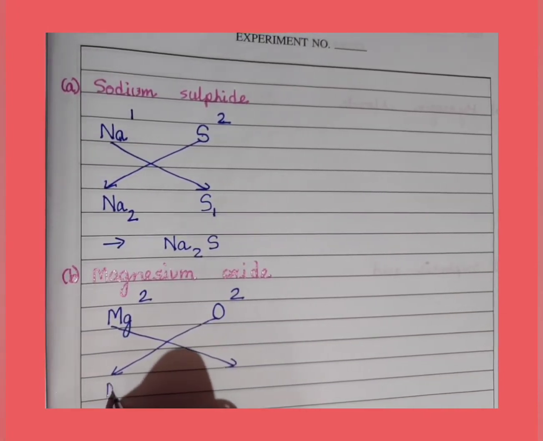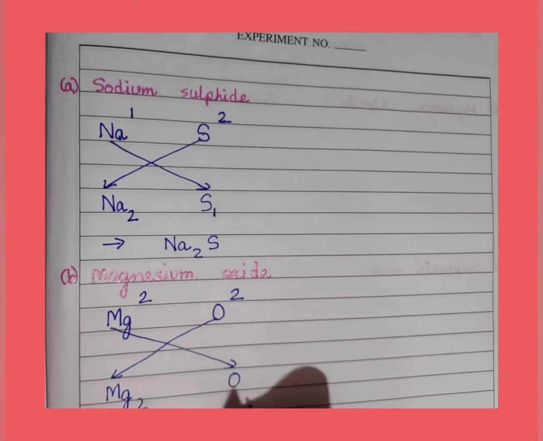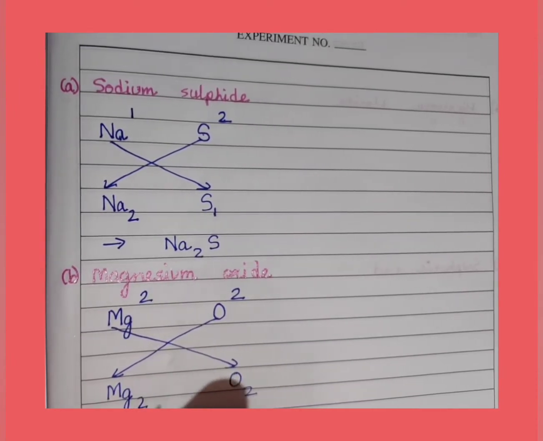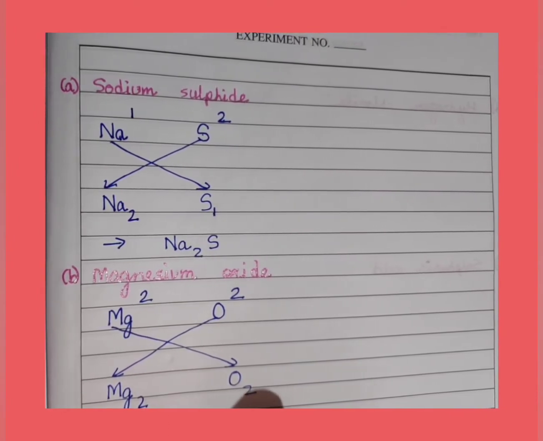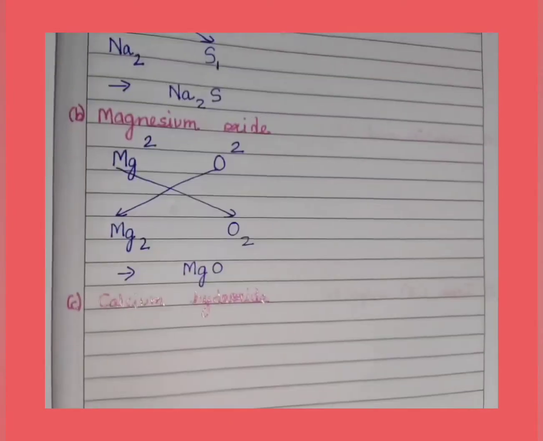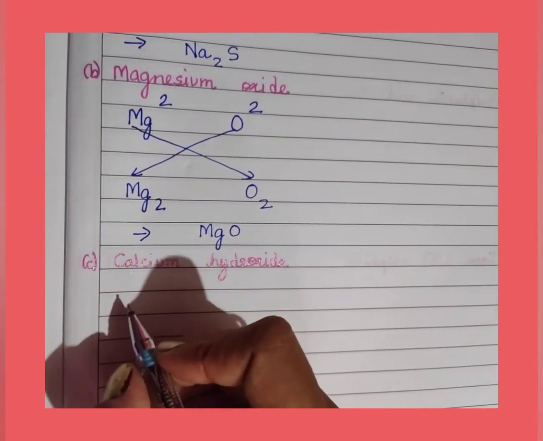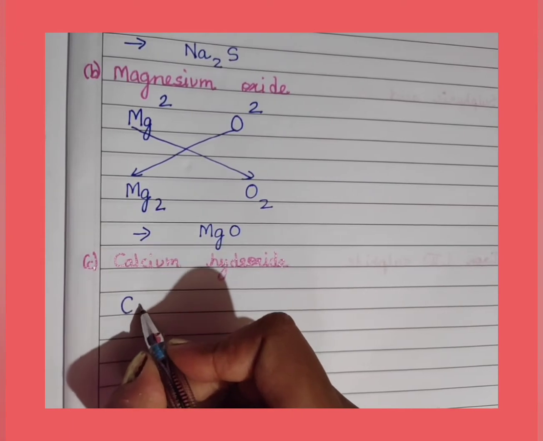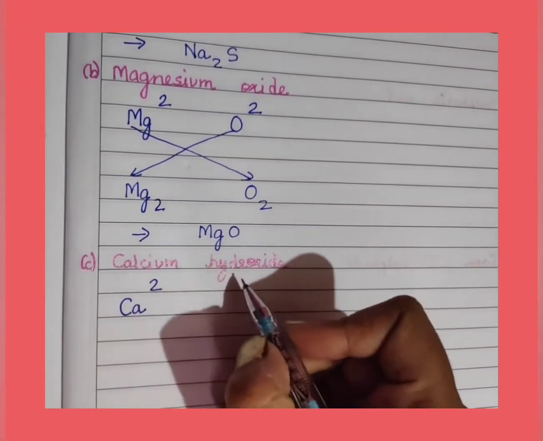So here comes magnesium, oxygen. Okay, now they will interchange the valencies. Okay, so they have a common factor 2. So what do we get? The formula is MgO. Okay, next example is of calcium hydroxide. Now calcium symbol is capital C, small a, and its valency is 2.